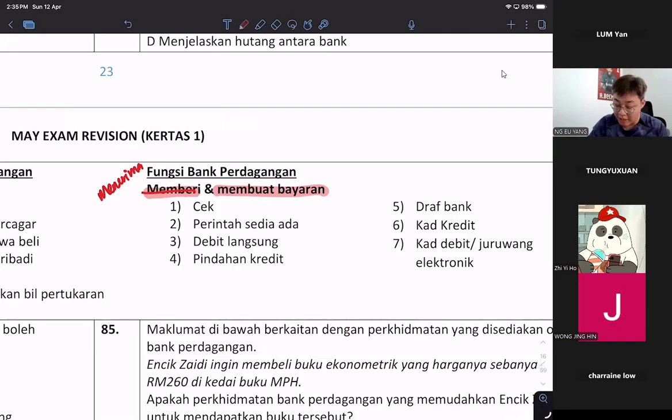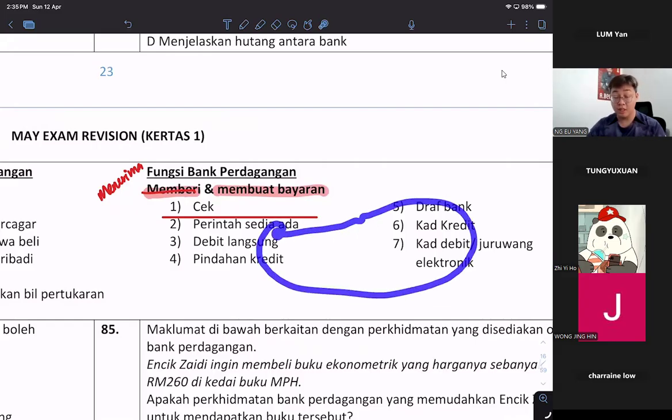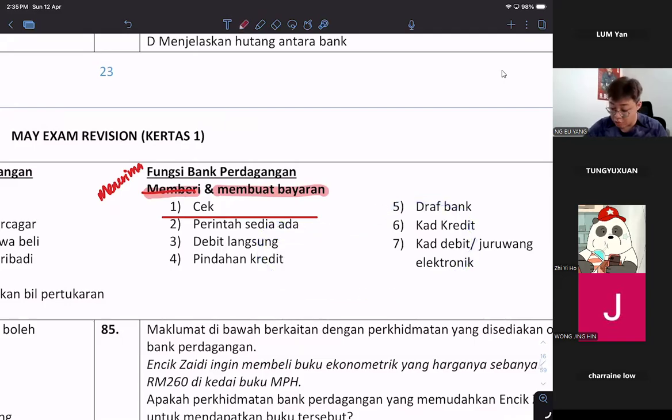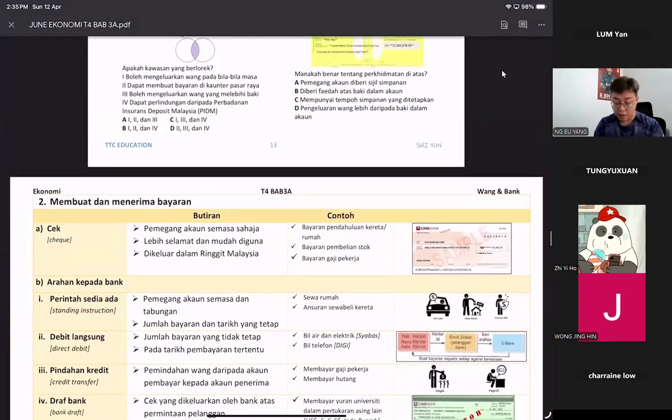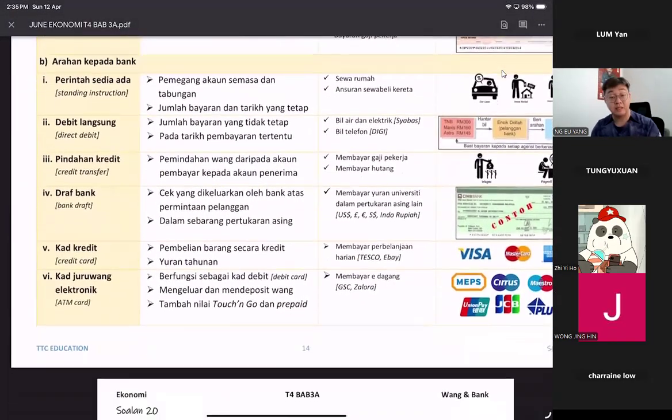So guys put a star here. Put a line here. So that's why check is the first method of bayaran. So all the remaining 6 is all under arahan kepada bank. So guys draw an arrow down. This is all arahan kepada bank. What I have to mention about the remaining 6 arahan kepada bank is that check is not within the arahan kepada bank. We're just trying to use check. So that's why for the arahan kepada bank we have the other 6.